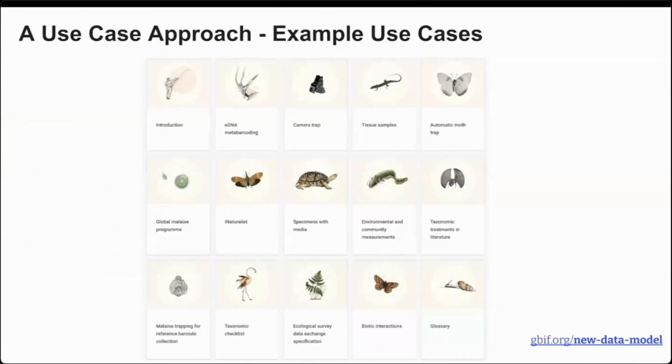Here's a sampling of some of the use cases identified as examples in distinct biodiversity subdomains for development and testing. This is not an exhaustive diagram.